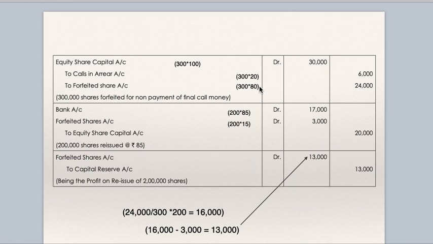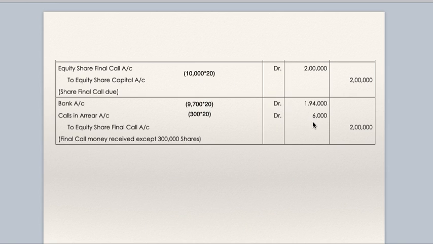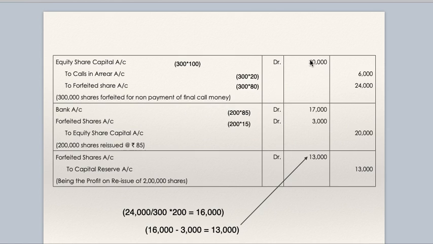So 80 rupees they have received on 300 shares, which will get transferred to forfeited shares account, and the amount of final call which they have not received is to be transferred to calls in arrears account in the forfeiture entry. Now if you go to the earlier page, 6,000 was debited to calls in arrears. Now in the forfeiture entry, 6,000 we are crediting to calls in arrears. So calls in arrears account gets closed here.